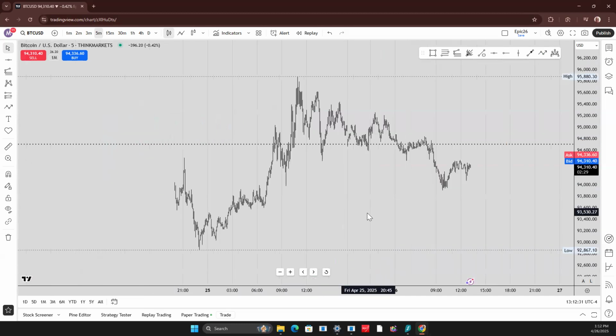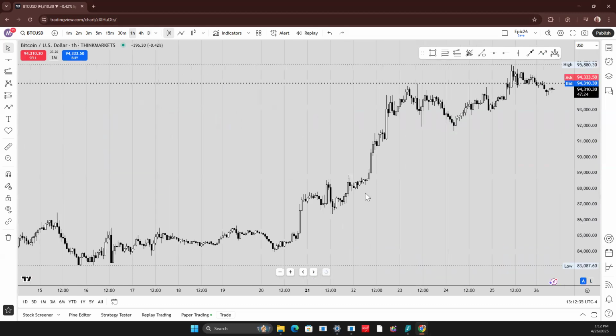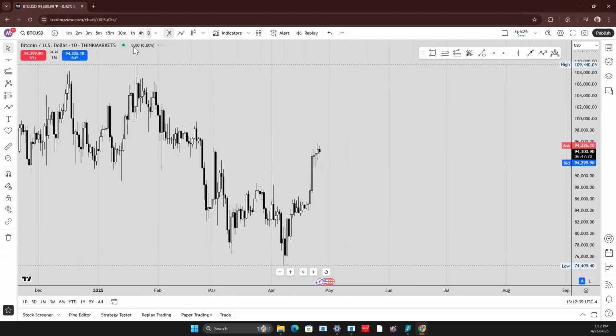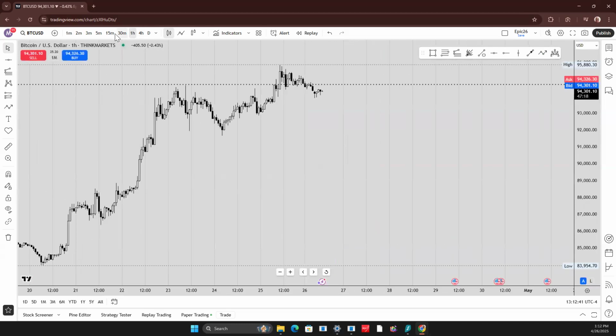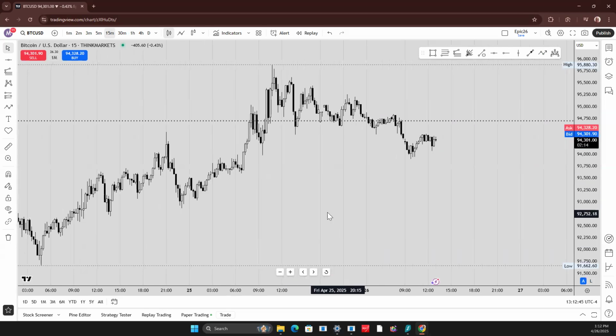All right, so that was me charting up my chart based on the daily, 4 hour, 1 hour, and the 15 minute. Okay, and then the 15 minute, you just wait for the market to come to you, pretty much. Wait for the market to come to you.